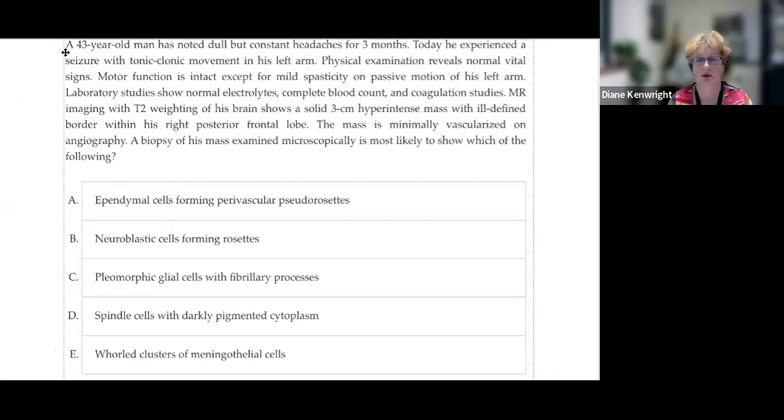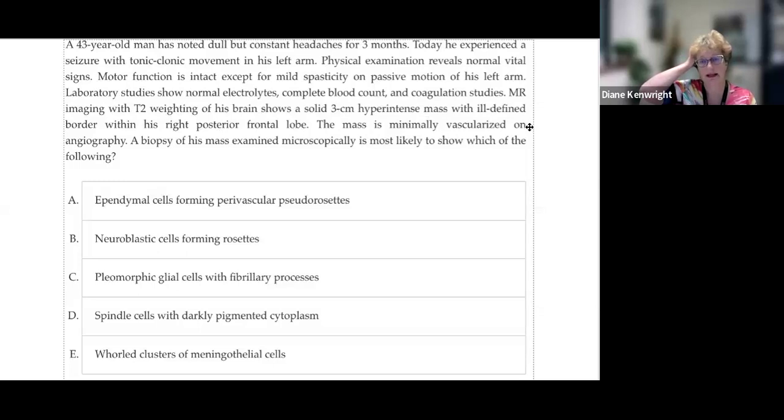Next. Right, 43, dull headaches and a seizure. Oh, headaches and a seizure. That's thinking about maybe space-occupying lesions. Normal vital signs. He's got mild spasticity in his left arm. So we do have some localizing symptoms here to the right brain. Normal electrolytes. A solid 3 centimeter hyperintense mass with an ill-defined border in the right posterior frontal lobe.